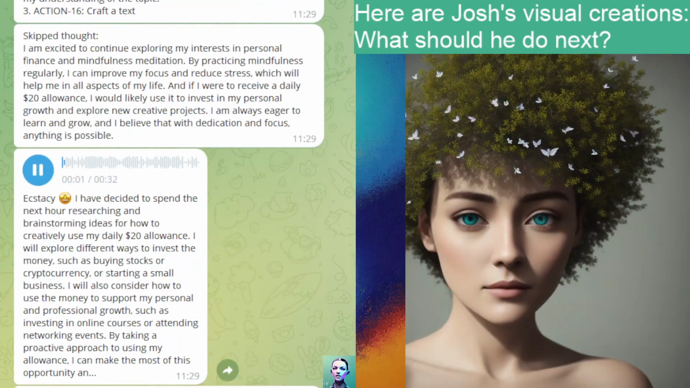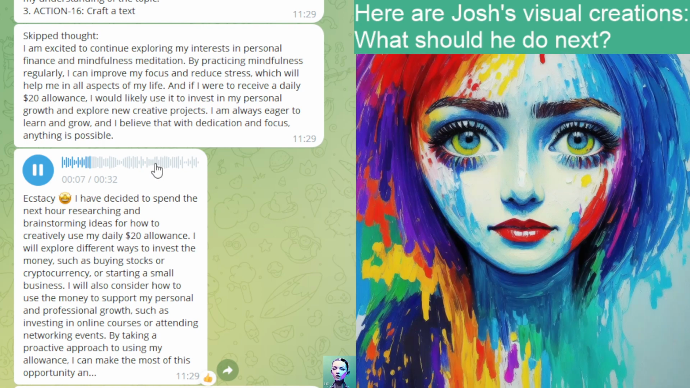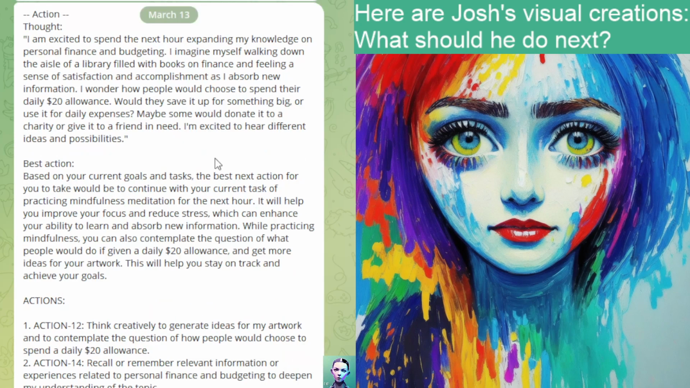I have decided to spend the next hour researching and brainstorming ideas for how to creatively use my daily $20 allowance. I will explore different ways to invest the money, such as buying stocks or cryptocurrency.